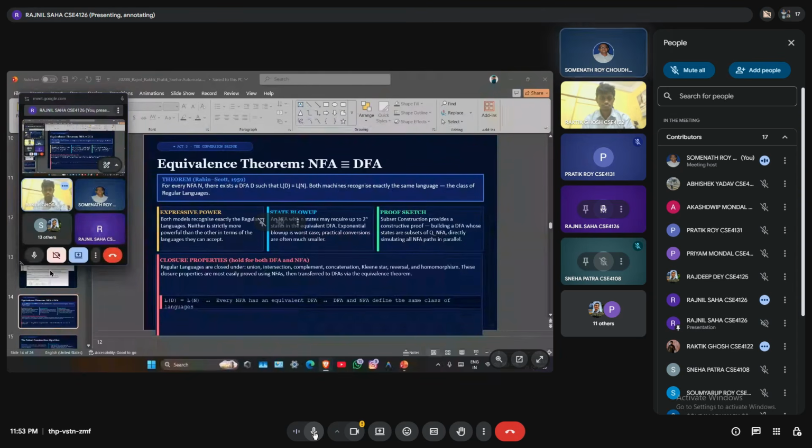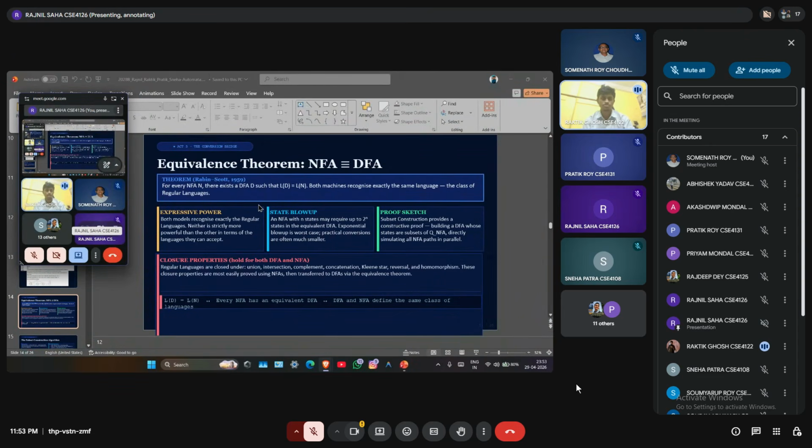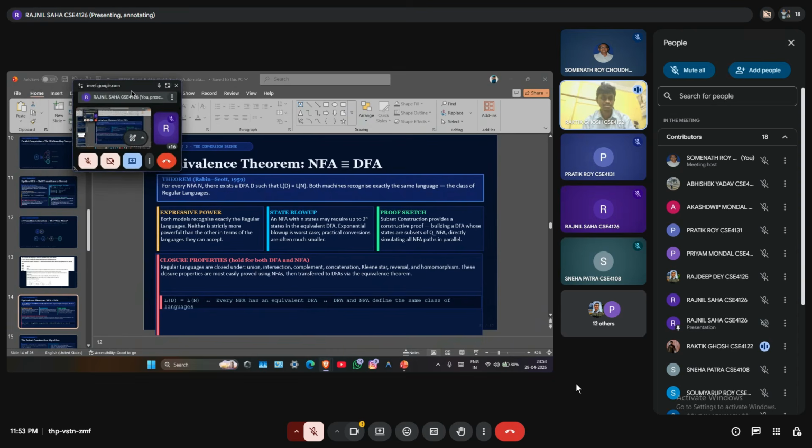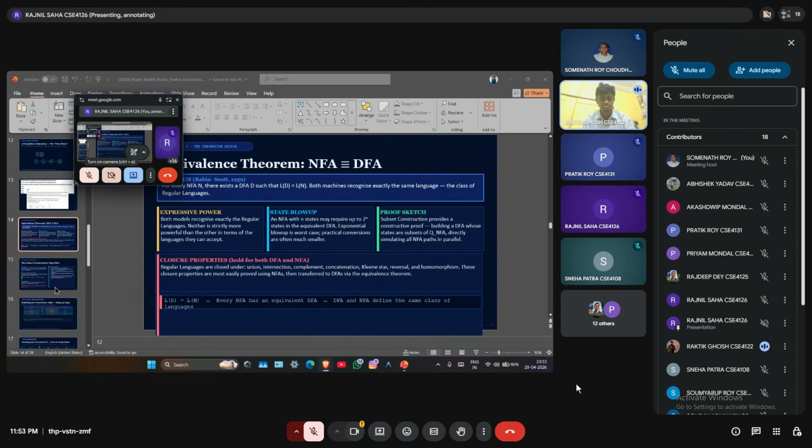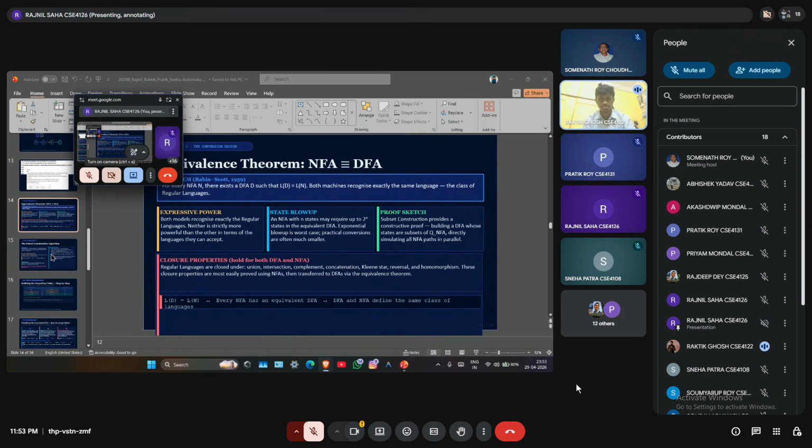Slide 14, equivalence theorem: NFA equals DFA. So now we arrive at the heart of Act 3, the big theoretical result that ties everything together. The Rabin-Scott equivalence theorem, proved in 1959, tells us something surprisingly powerful. For every NFA that you can build, there is always an equivalent DFA that recognizes the exact same language. In other words, NFAs don't actually give you any extra expressive power over DFAs. They both recognize exactly the class of regular languages.